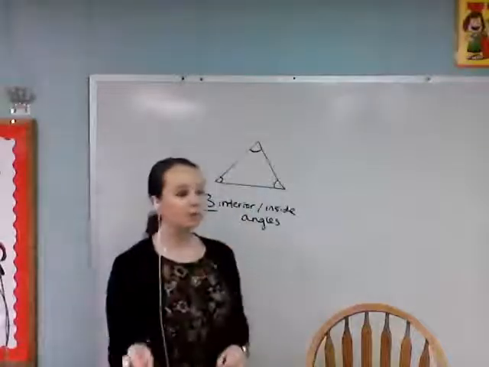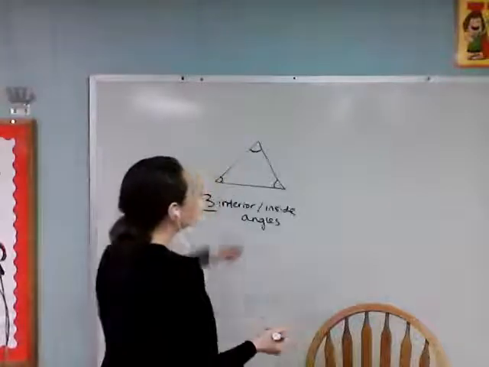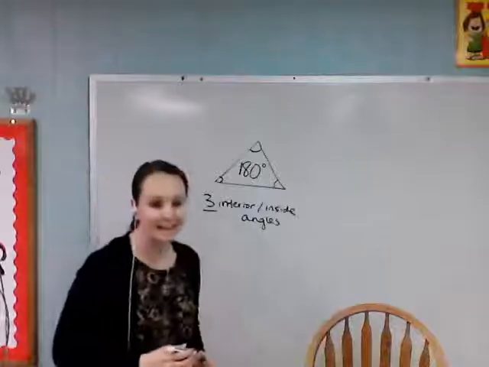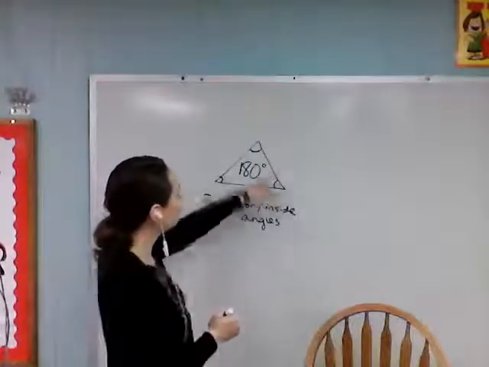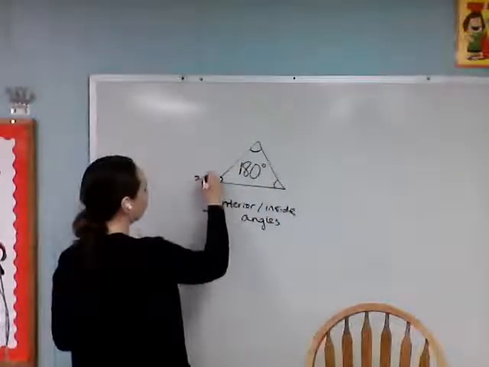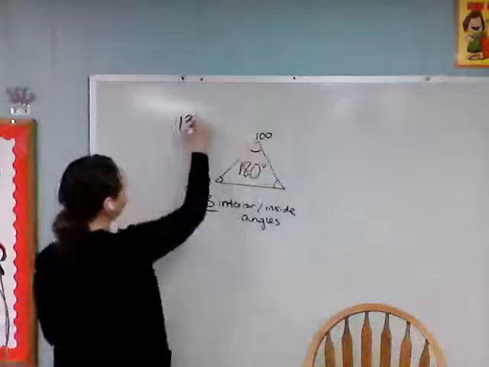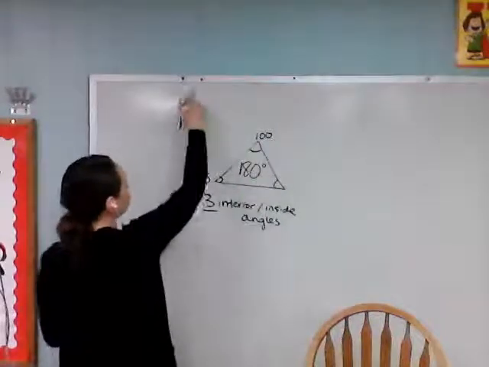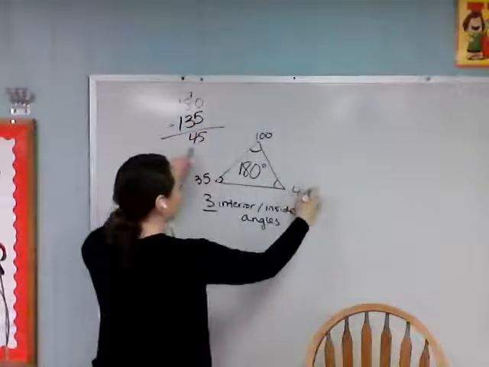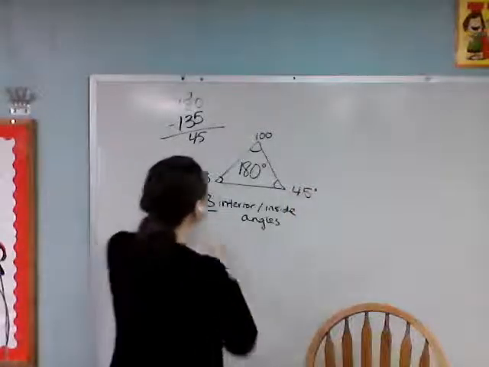Now, how many degrees are in a circle? 360. In a triangle, we're only going to have 180 degrees. So your angles need to equal 180. If this angle is 35 and this one's 100, we add them up, and the way we can figure out our third one is to subtract from 180, so my third angle is going to be 45 degrees. That's how we're going to figure out our missing angles.